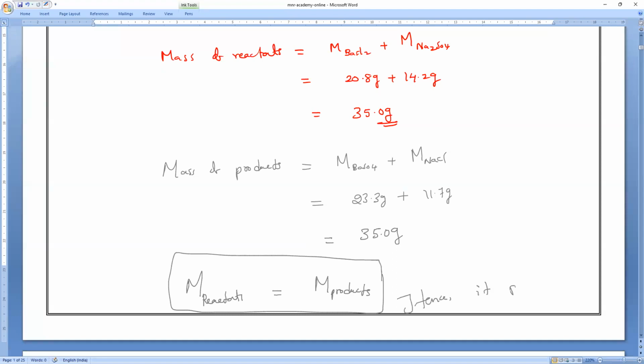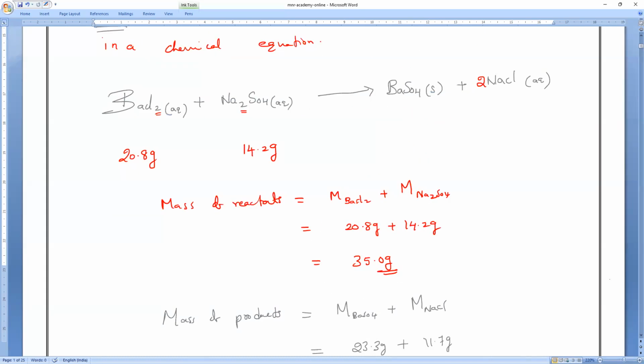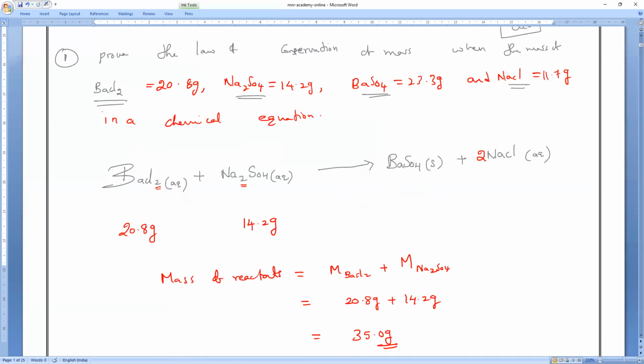Hence it proves what, everybody? It proves which law? Law of conservation of mass. That is clear. You have to remember balancing. Once again I'm teaching. Of course you are in 9th class, but still I'm teaching.